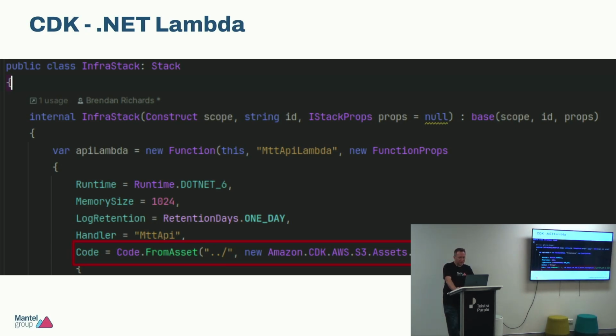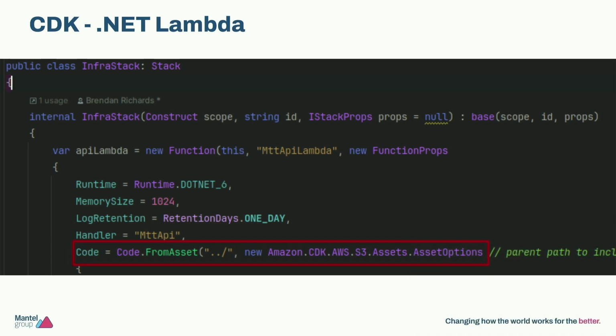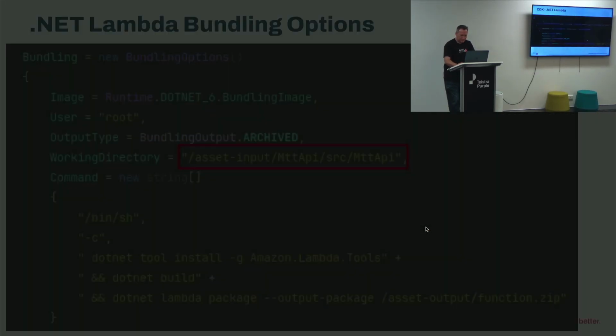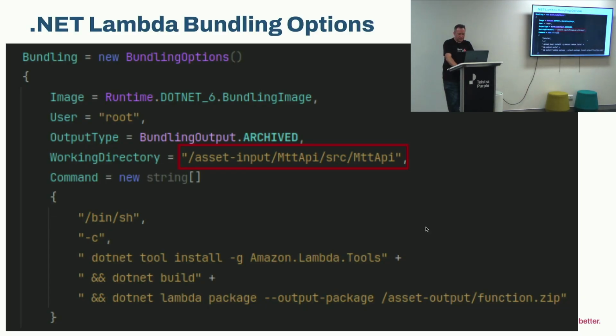So to deploy a CDK .NET Lambda, basically you create an API Lambda. This is kind of the same for all CDK. You set the runtime to .NET 6. This was written last year. And then you use Code.FromAsset, and you pass in the path to where your code is. One thing you need to do is that the bundling of your application takes place inside a container when it's CDK. So you need to know a little bit about that container to put the right path in to tell it where to find your source. That's pretty much it. Once that's done, you've got a series of commands to build your application and then turn it into a Lambda package.